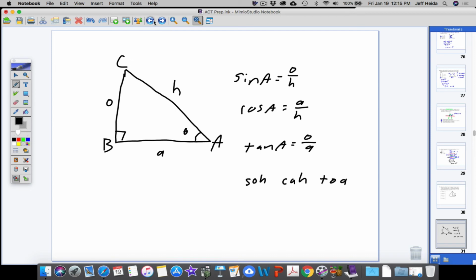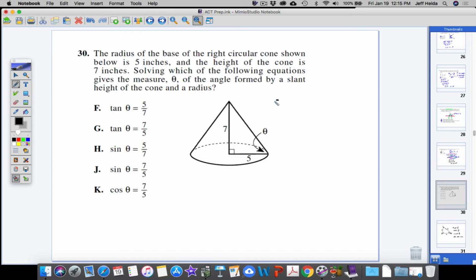So with SOHCAHTOA, let's go back to this problem. So this is O and A and H. We don't have an H, so we can't use sine or cosine. Tangent of theta is opposite over adjacent. The opposite is 7 and the adjacent is 5, so tangent of theta is 7/5.